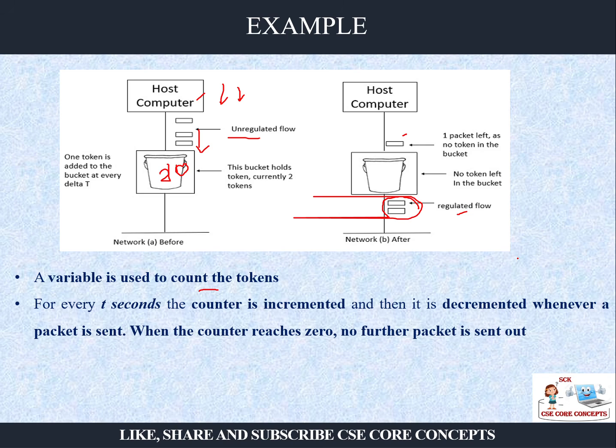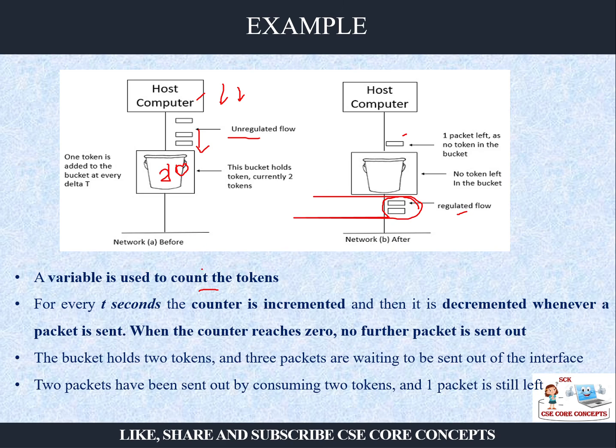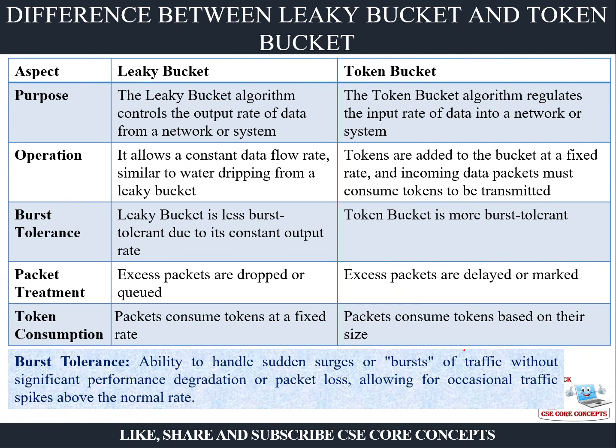And then it is decremented whenever you release a packet. So when this counter reaches 0, that means there are no tokens left, and in that case you have to wait for the packet to come out. This bucket is an example where there are only 2 tokens and 3 packets are waiting to be sent out of the interface. But only 2 packets have been sent out, by consuming 2 tokens, and therefore 1 packet is still left.